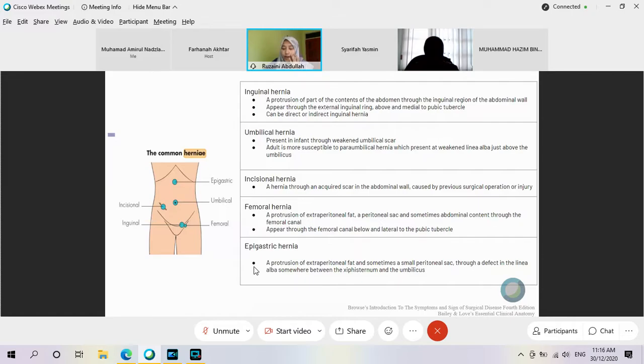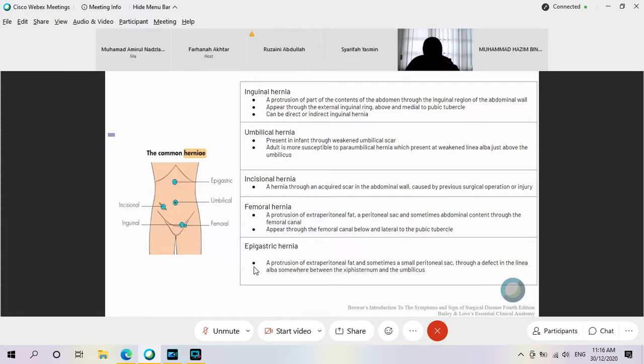From Brown's book, it is a protrusion of part of the contents of the abdomen through the inguinal region of the abdominal wall. It appears through the external inguinal ring, also known as the superficial inguinal ring, above and medial to the pubic tubercle. I hope everyone can still remember where the pubic tubercle is. It can be a direct or indirect inguinal hernia. The details I will explain later in the next slide.